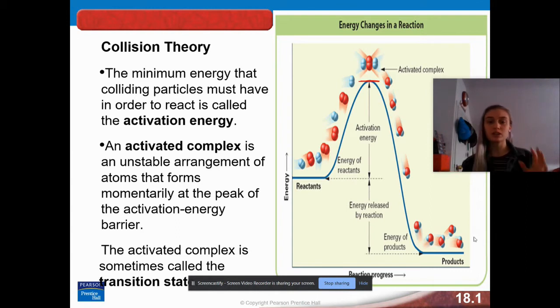Okay, so that's what this whole chart is telling you. It's telling you that once you have enough energy to make that product, then the energy is going to go down because it's what you want. But you have to get over that initial hump of energy.